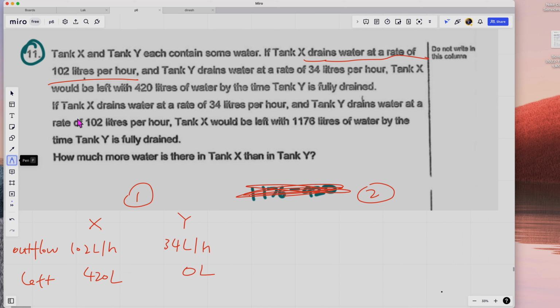So case 2, scenario 2. It says tank X drains water, so X is 34 liters per hour. Then Y is 102 this time round. Then after some hours, which I don't know, so I just let it be after U hours. Okay, so I draw a line here to split case 1 and case 2. Over here is U hours, so over here same thing, after some hours. But over here it's not the U.